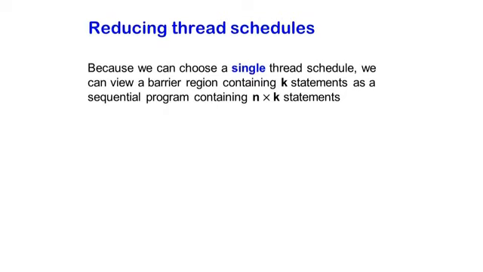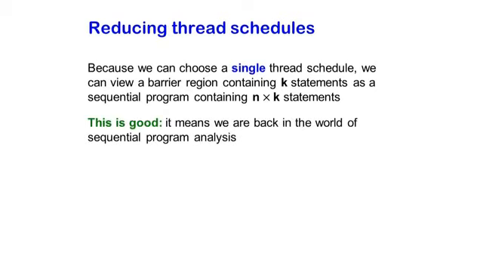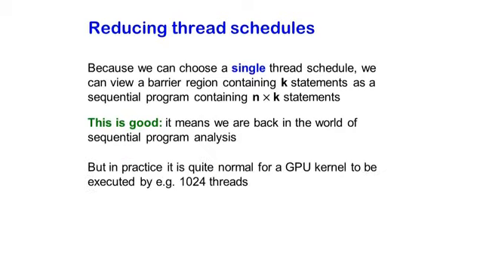So because we could choose a single thread schedule, if there are k statements in our barrier region, we can reduce analysis to a sequential program representing this barrier region that has n times k statements, one statement per thread. I mean, for every k statements, we have a copy of those statements for every thread. This is good because we're back in the realm of sequential program analysis, which has been studied for many years and in which we've made great progress as a community.